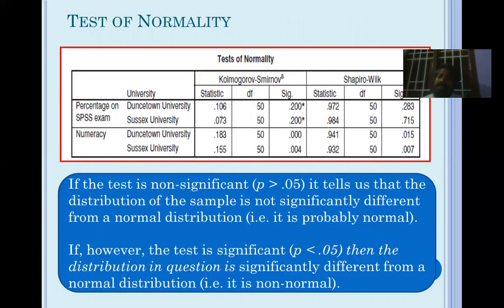How to check whether the data is normally distributed or not is very simple. You can go for the KS test or the SW test, and you can decide whether your data is normally distributed or not.